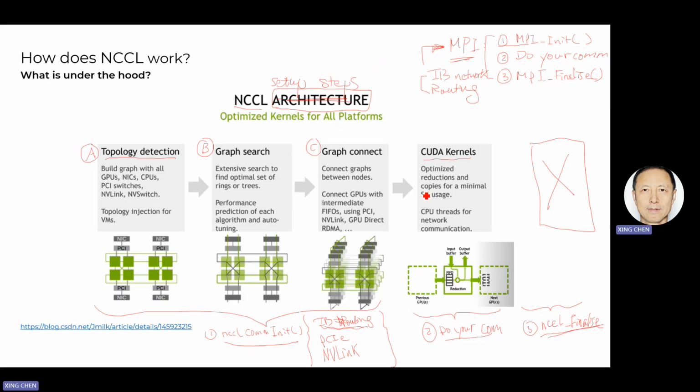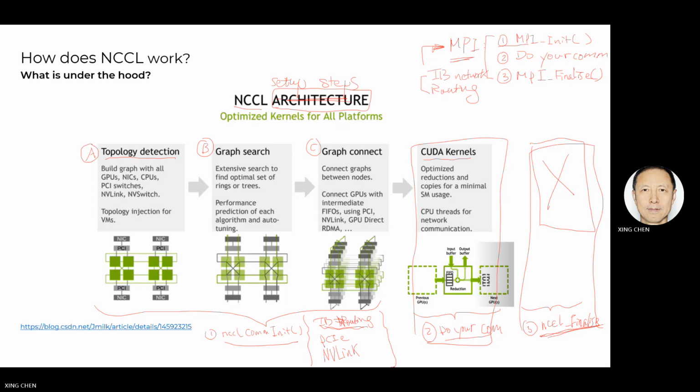Okay, so to set up the NCCL communication infrastructure, you need to go through A and B and C, which equals the NCCL communication initialization, and then you do your communication, and then you destroy your communication infrastructure because you don't need that anymore. Okay, so we are going to have a look at this NCCL communication infrastructure setup steps one by one.